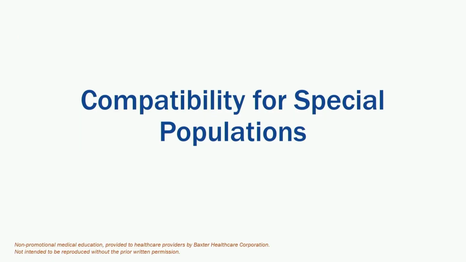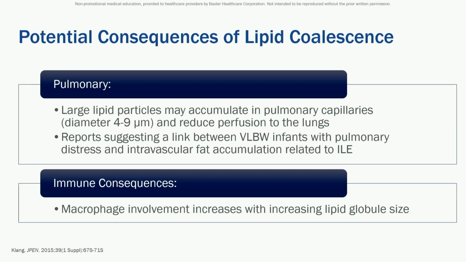So that brings us to our special populations. We know that lipid coalescence has consequences. Our pulmonary capillaries are a diameter of 4 to 9 microns in size. So you can imagine in a baby who already doesn't clear lipids very well, which I think Cami will talk about, that we have a high risk of accumulation of those larger particles potentially in their lung capillaries, and that can look like a pulmonary emboli.